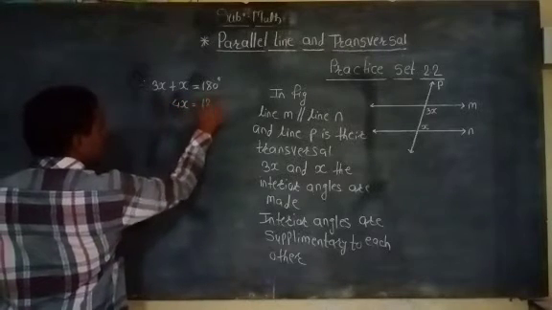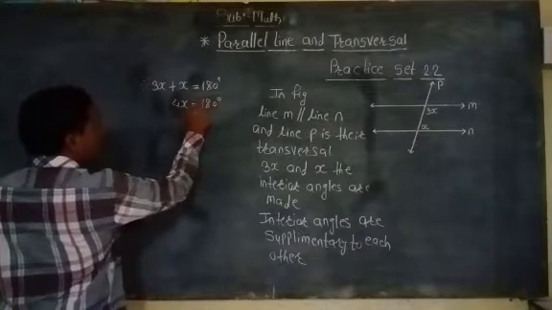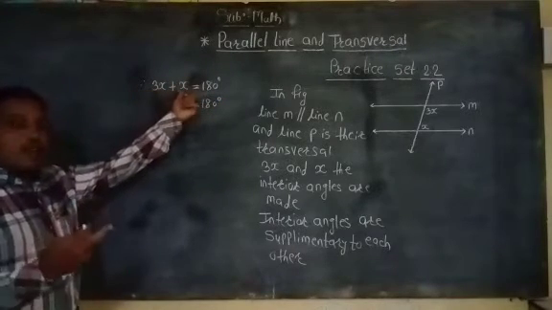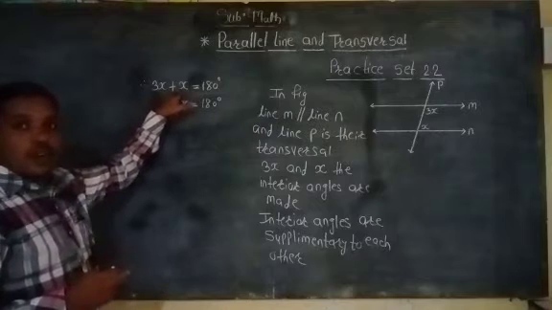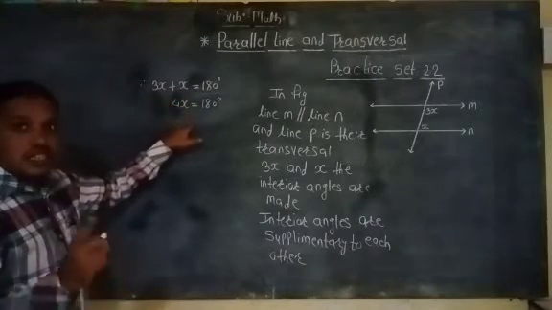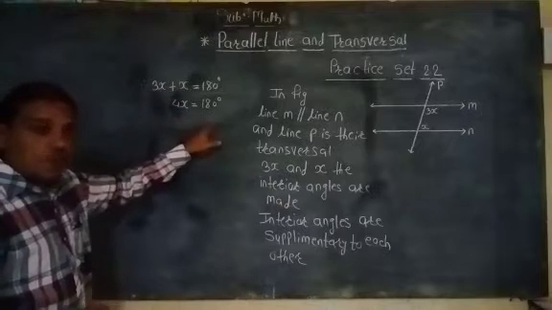So 4x is equal to 180. We add 3x and x: 3 and 1, since the coefficient of x is 1. That is why 3 plus 1 is 4, and x stays the same. So 4x is equal to 180.